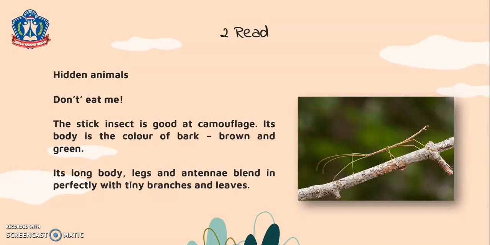The stick insect is good at camouflage. Its body is the color of bark, brown and green. Its long body, legs, and antennae blend in perfectly with tiny branches and leaves.